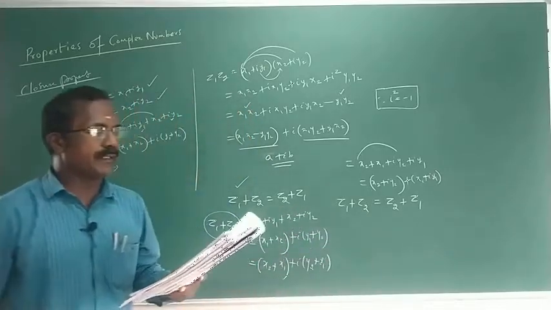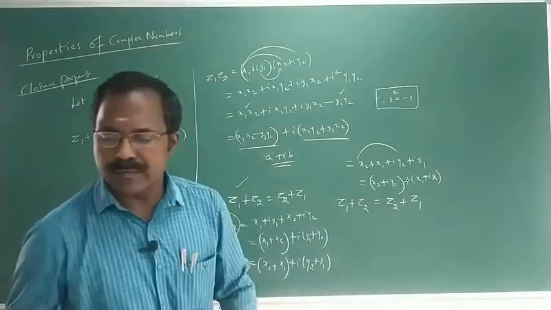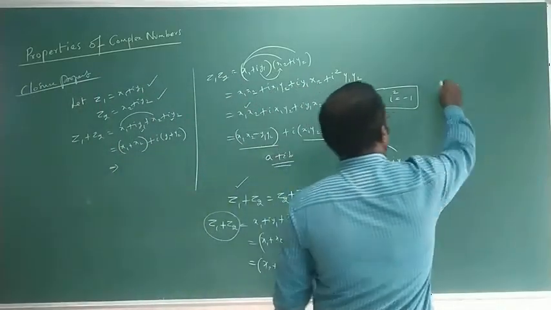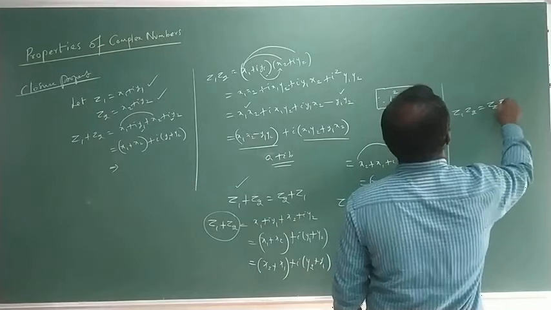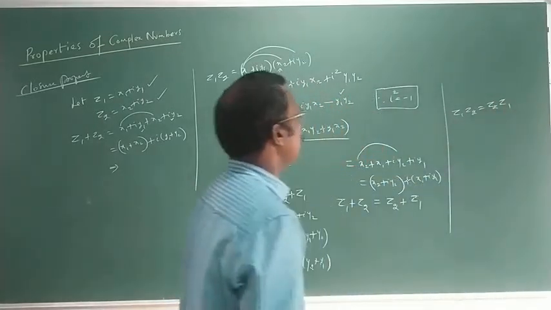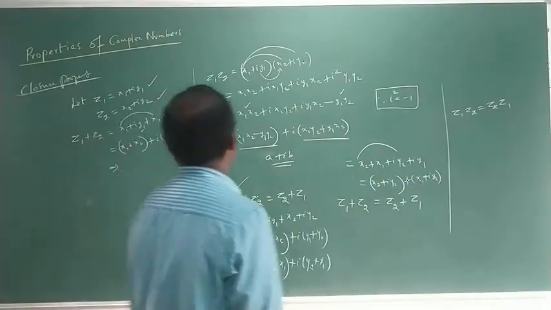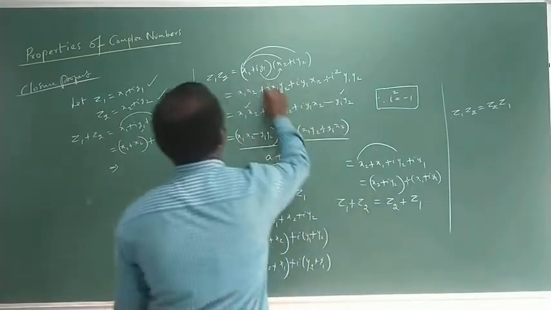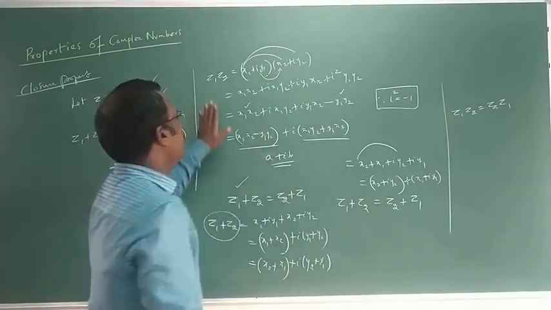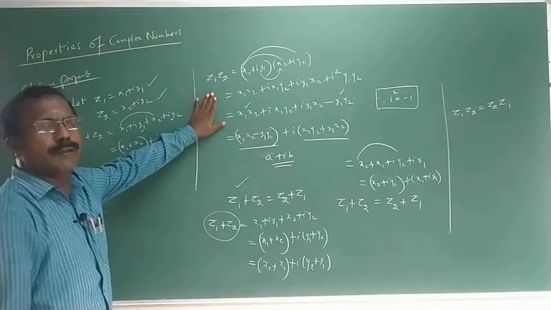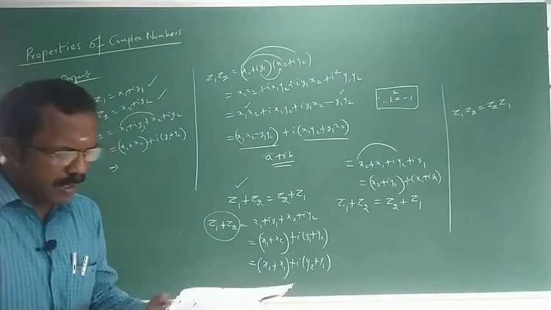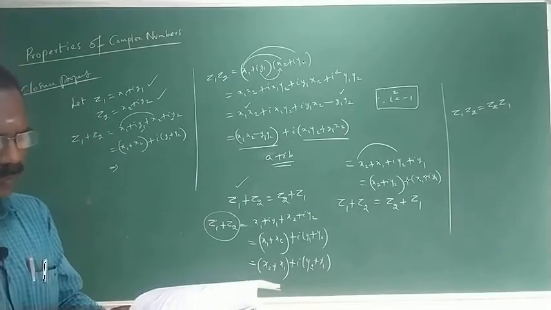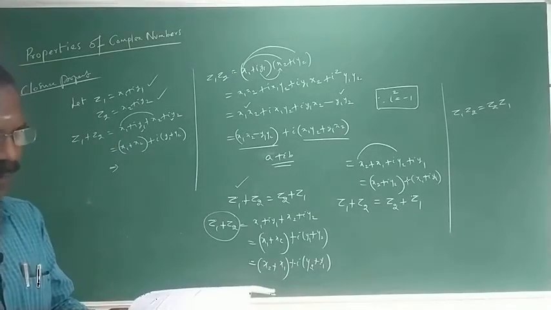Next, it is also true for the product z1 z2, commutative property. z1 z2 equals z2 z1. Here we have done it for complex numbers, in the first type, the commutative property where the product z1 z2 is also a complex number. That is how we proved it.